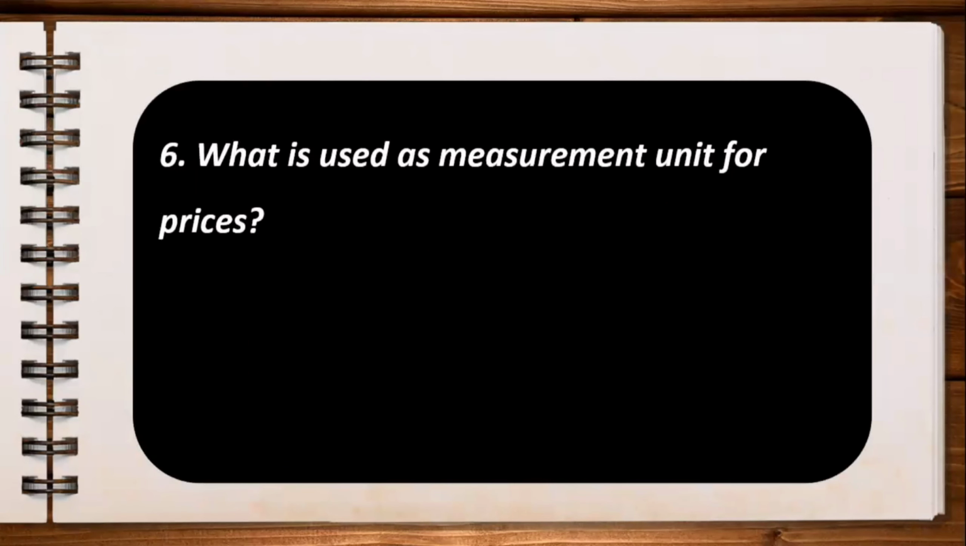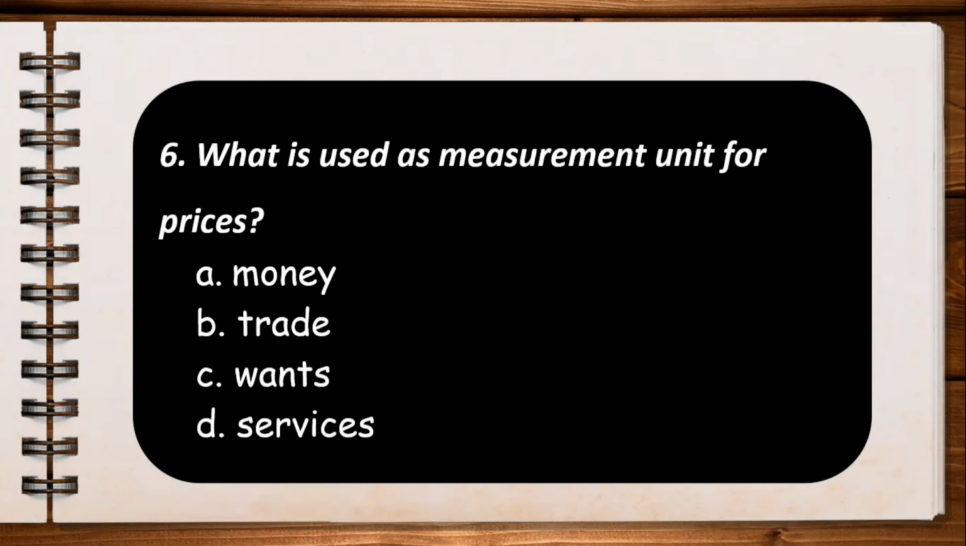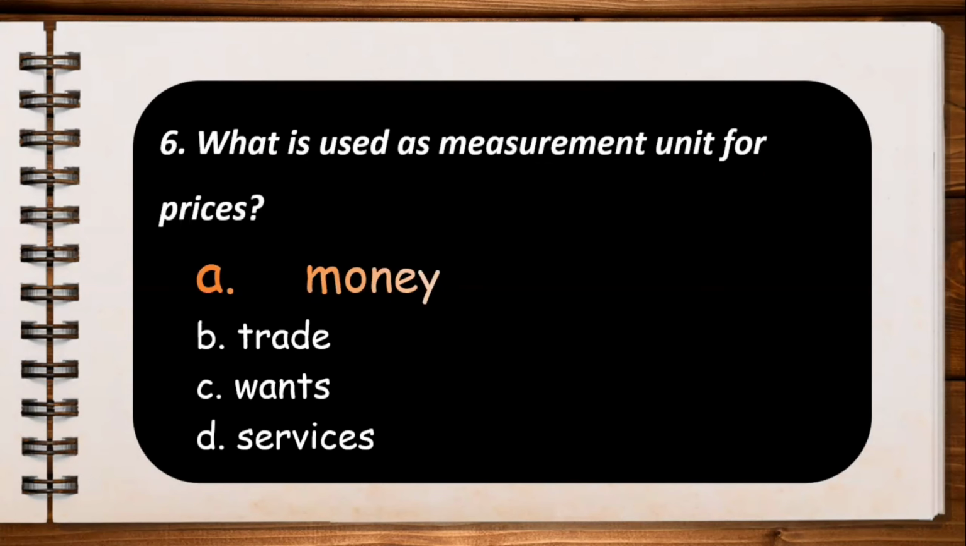Number 6. What is used as measurement unit for price? We have here A, money. B, trade. C, wants. Or D, services. Again, what is used as measurement unit for price? By using money, we will know how to measure the price, right?